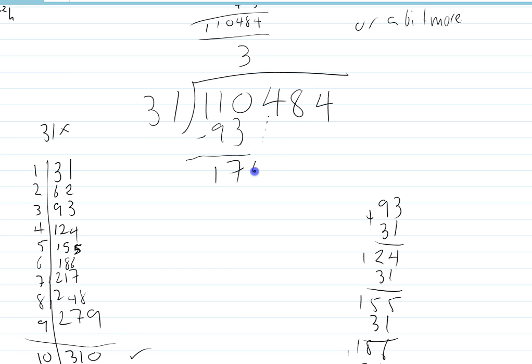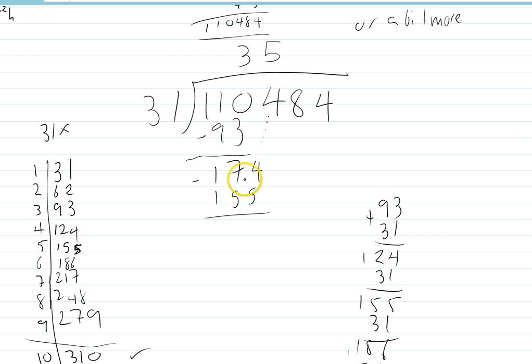And it's the same process. I'm going to bring that 4 down, there he is, and we check against our table to see where we are. So 124 we can do, 155 we can do, 186 we can't, because we've only got 174 to play with, but we can do 155, so that puts a 5 there, and that was 155. Subtract off. Oh, it's not entirely straightforward, is it?